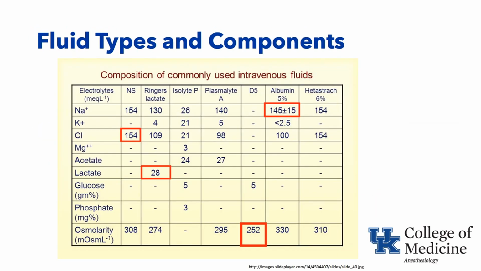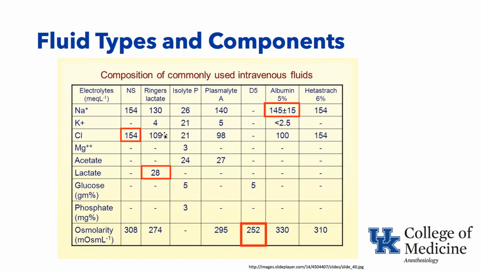If we look at fluid types now, normal saline first, you can see that normal saline has 154 milliequivalents per liter of sodium and 154 milliequivalents per liter of chloride. That is a lot of chloride, and the osmolarity is about 308. Ringer's lactate has a sodium of 130, some potassium in it.